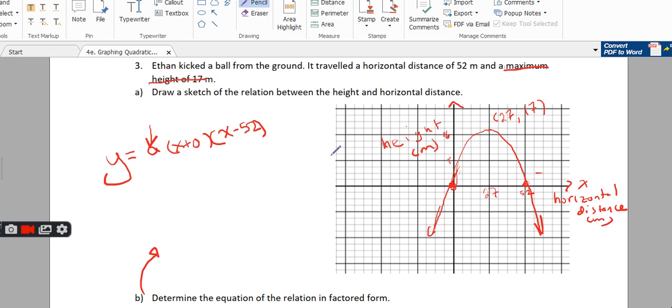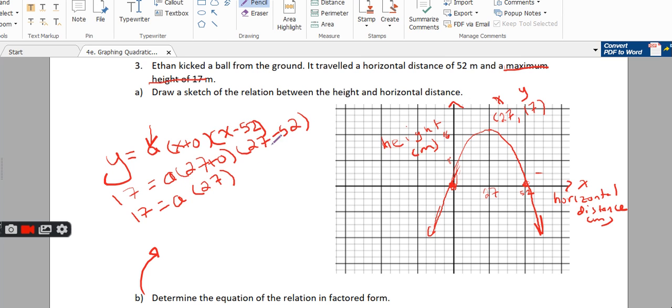Okay, so I'm going to plug in the vertex. So here's my x value, here's my y value. So my y value is 17. My x value is 27. So 27 plus 0, 27 minus 52. Okay, now what I'm going to do is solve for a. So you get 17 equals a, and then 27 plus 0 is just 27. 27 minus 52 is negative 27. Okay, now I just gotta multiply these together.